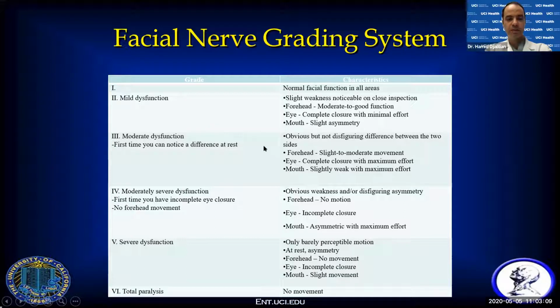But the basics are, of course, as you know, 1 is completely normal, and 6 is there's no movement. And then 5 has just a tiny bit of motion. 2 has a very slight weakness on close inspection. And then all that's left really is 3 and 4 that you have to figure out. And 3 is there is sort of an obvious difference at rest, but they're able to close their eye. And of course, 4 is the same, but they just can't close their eye.